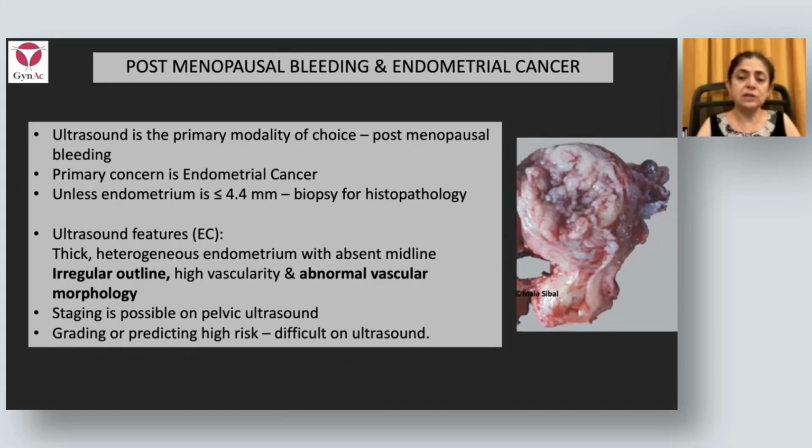Ultrasound features that suggest endometrial cancer may be many, but what is very important is the outline of the solid tissue, an irregular outline and abnormal vascular morphology. Staging is possible on pelvic ultrasound, but grading or predicting whether a patient has high risk or low risk endometrial cancer is very difficult on ultrasound.